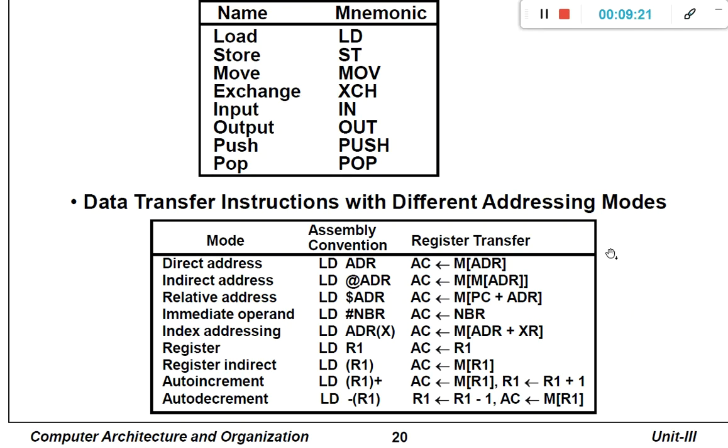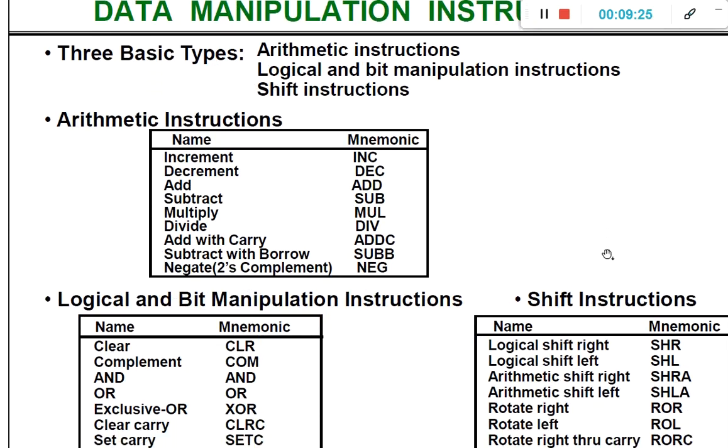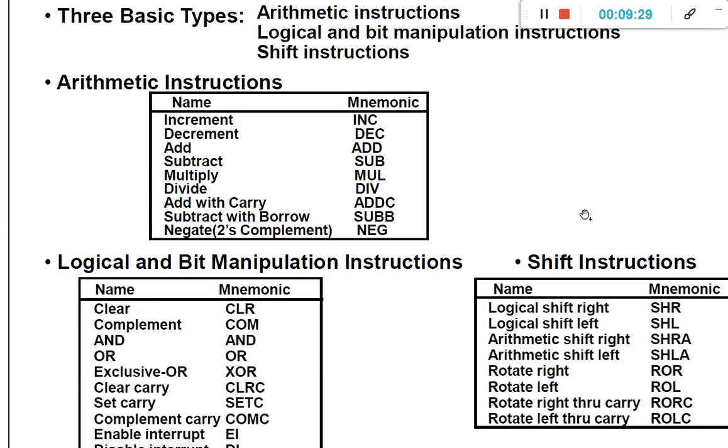So those are the data transfer instructions. Now let us move on to the data manipulation instructions. Data manipulation instructions means we are going to perform specific operations on the data. What are the different types of operations we need to perform? We need to perform arithmetic operations, logical and bit manipulation operations, as well as shift operations. So for performing these operations, we need arithmetic instructions, logical and bit manipulation instructions, as well as shift instructions.